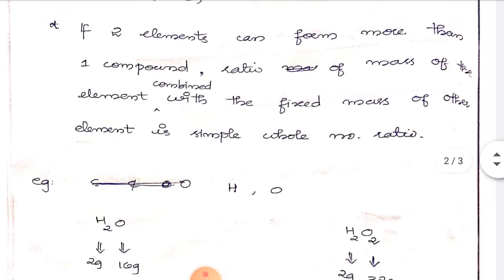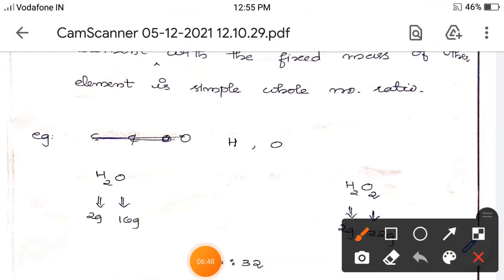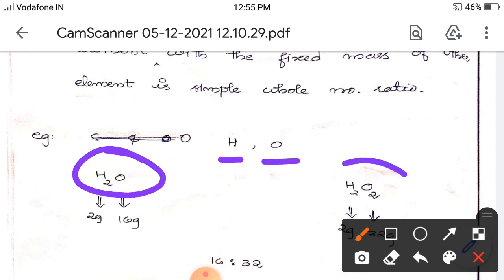And if two elements combine to form more than one compound, let's take one example first. That is, hydrogen and oxygen combine to form water here, and here H2O2. What is H2O2? Hydrogen peroxide. And then here the mass is 2 gram of hydrogen and oxygen is 16 gram.